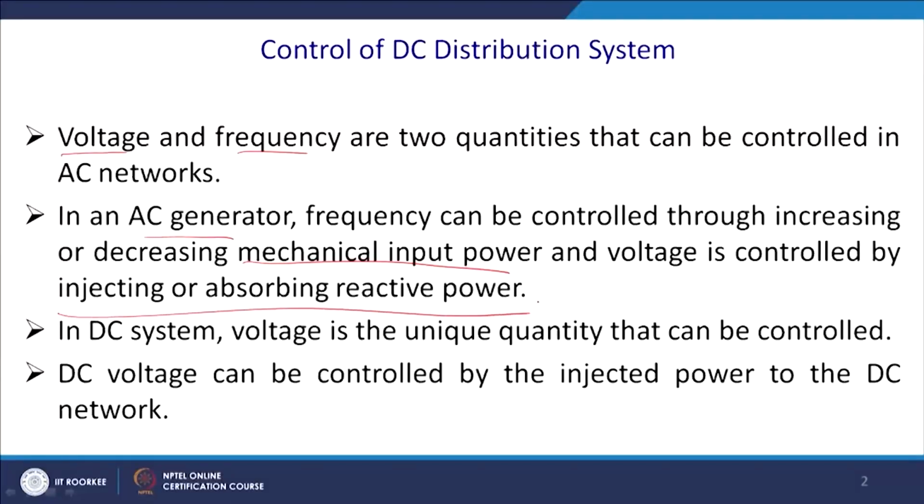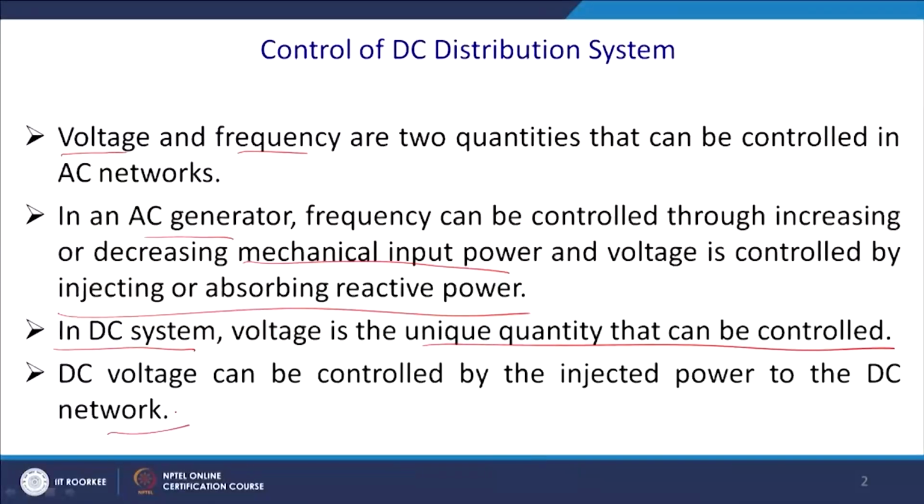The voltage is controlled by injecting or absorbing reactive power. The same thing is required with switching solutions. A STATCOM, or since it is a microgrid, a shunt active power filter, can mimic these characteristics. The DC system has only one voltage, so there is no frequency. Voltage is the unique quantity and it is required to be controlled. So, you do not have separate controls like frequency and voltage, you just have a voltage control, and there is no concept of reactive power there.